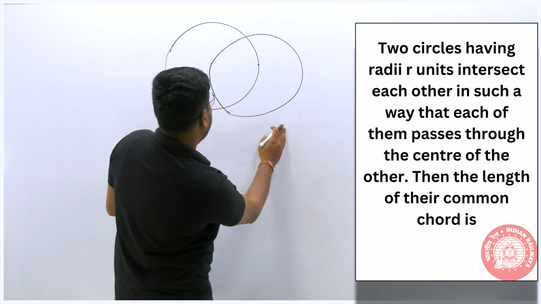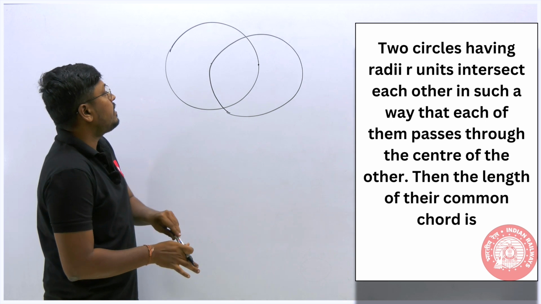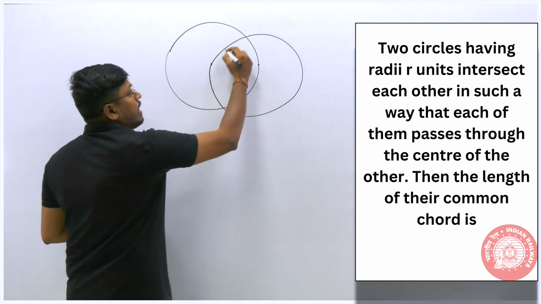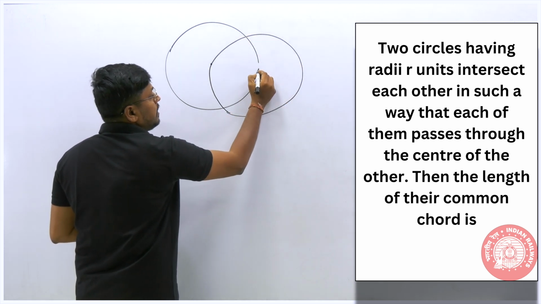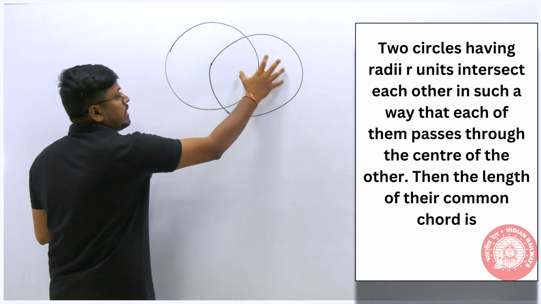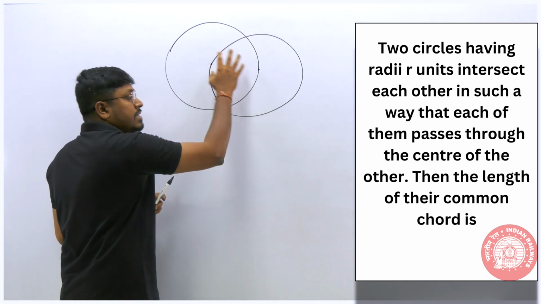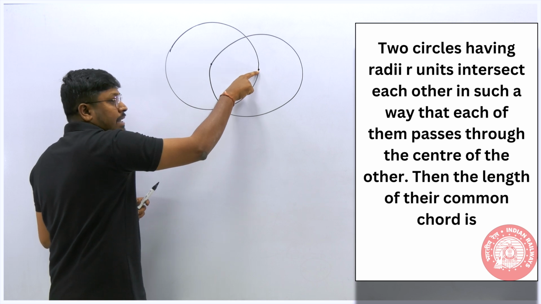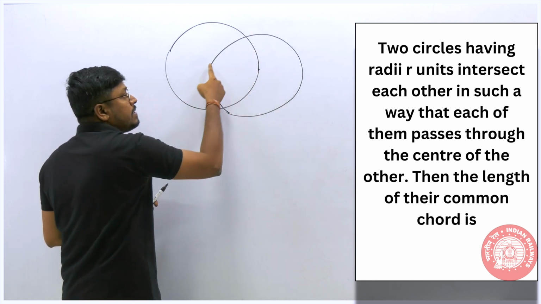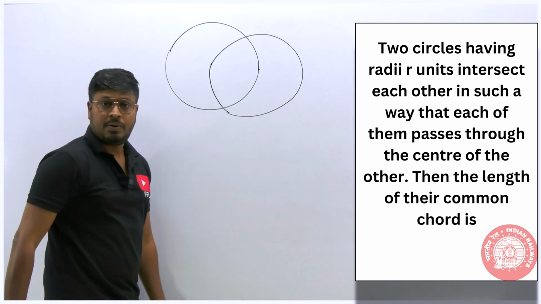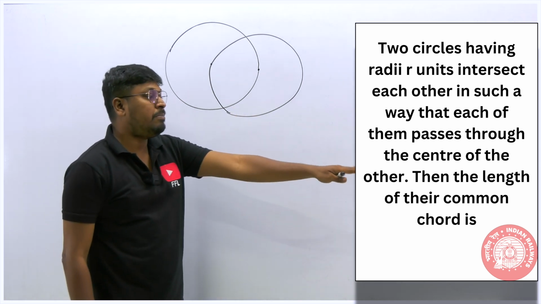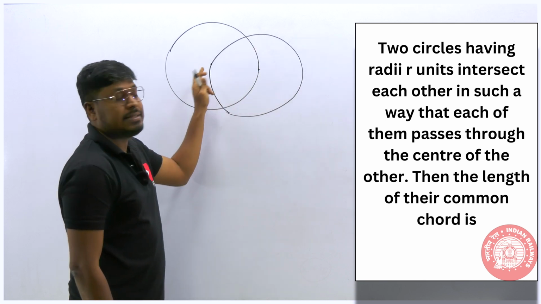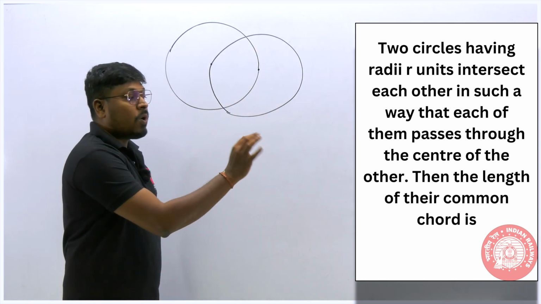See how I am drawing the circle. Even though it is not looking like a circle, try to imagine this, right? There are two circles, and this circle has a center point, this, and the second circle has a center point here. So now you can see two circles intersecting each other in such a way that the first circle crosses the center of the second circle, and the second circle crosses the center of the first circle. So friends, understood or not, right? That is what they have given: each of them passes through the center of the other. So this circle passes this center, this circle passes the first circle's center, right? The length of the common chord is, right?